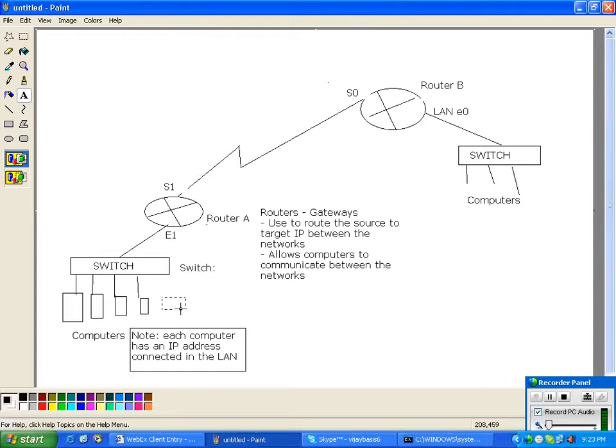I'll give an example. I'm using a 192.168.0.0 series IP here. This is my computer network, and the first machine IP address I'll write here, 192.168.0.1. This is the first computer's IP, and the second computer IP.